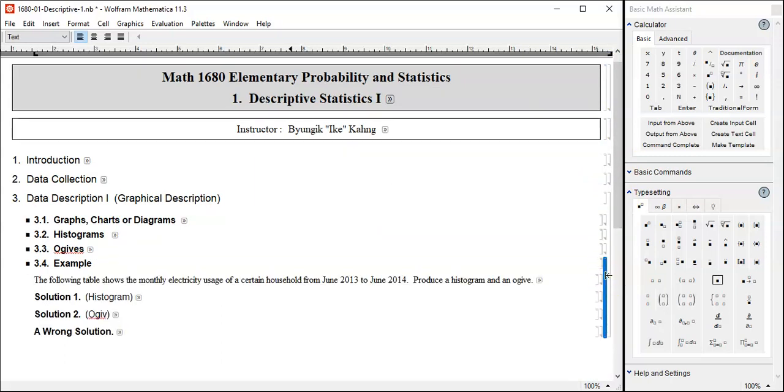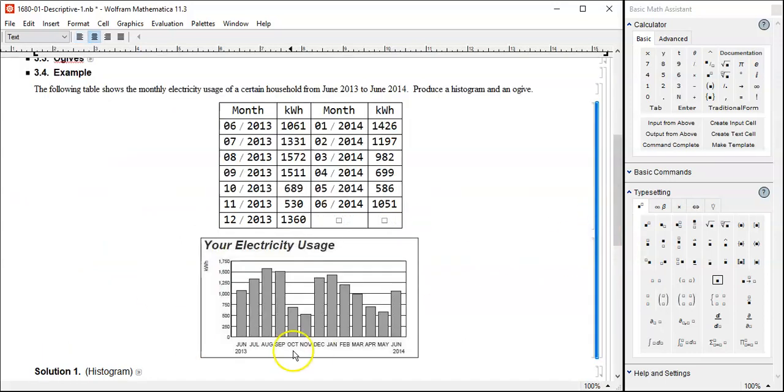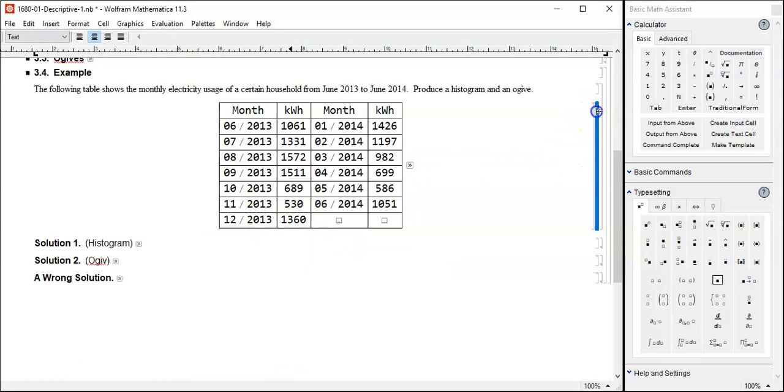Okay, here we go. The following table shows the monthly electricity usage of a certain household from June 2013 to June 2014. Produce a histogram and an OGIF. And here it is. And as a matter of fact, it came with this kind of picture.